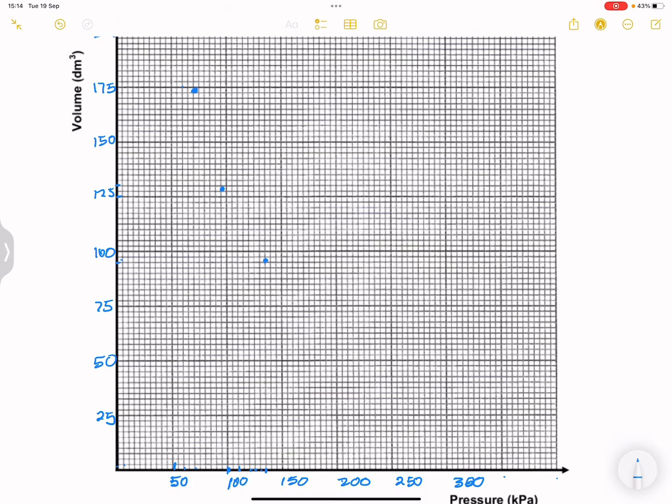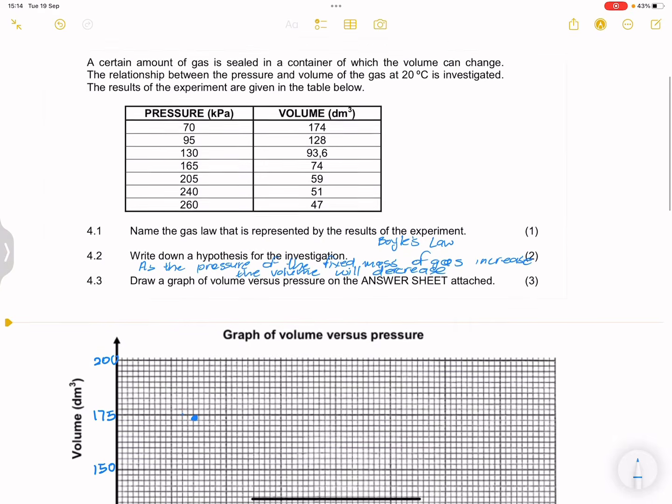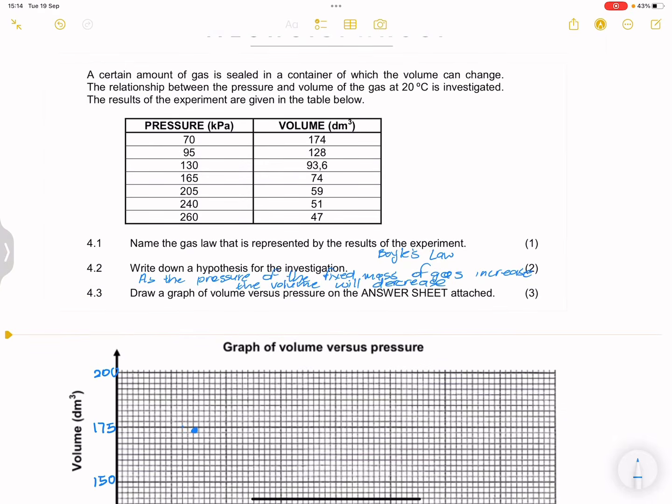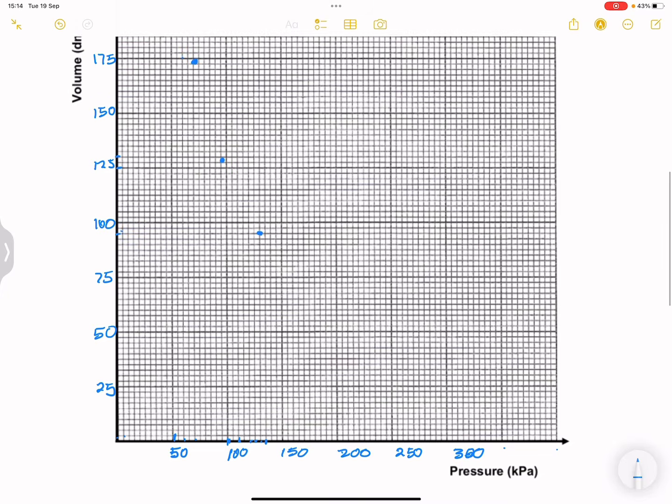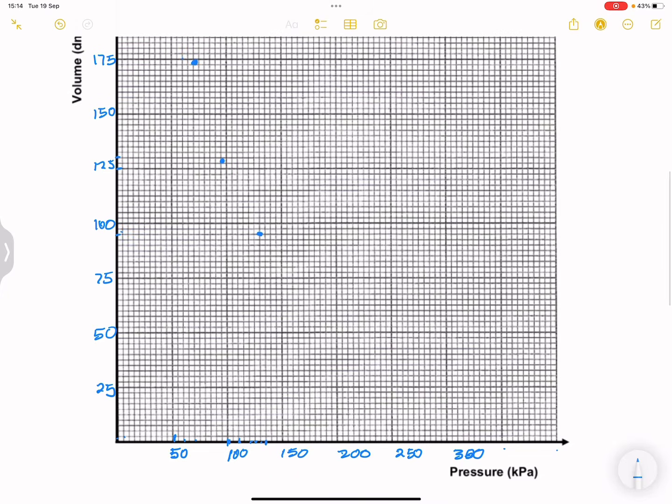I'm just going to put it somewhere there. You're getting the hang of this, right? Let me just put it there. That's where my 130 is. And we've got 165 and 74. Ladies and gents, this can be really cumbersome to draw, so really try and be as accurate as possible when you are in the exam.